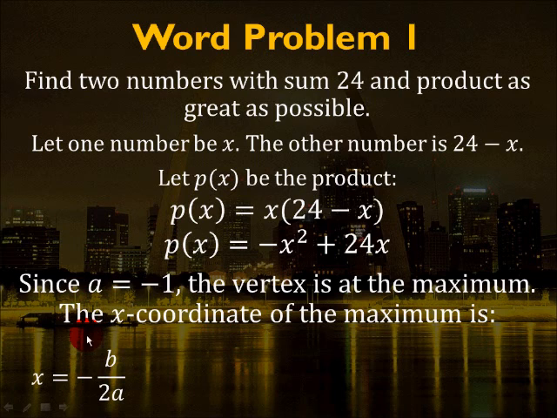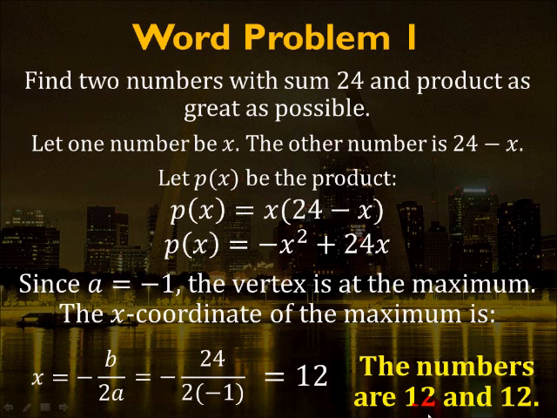So, remember, b represents the coefficient for the linear term or the x term. The a represents the coefficient for the quadratic or the square term. So here our b value is 24, our a value is -1. So our x is going to be at 24 divided by 2 times -1, negative the whole thing. So let's simplify this and you get x is 12. So the two numbers that will add up to 24 and have the maximum product are 12 and 12. X is 12, 24 minus x is 12.